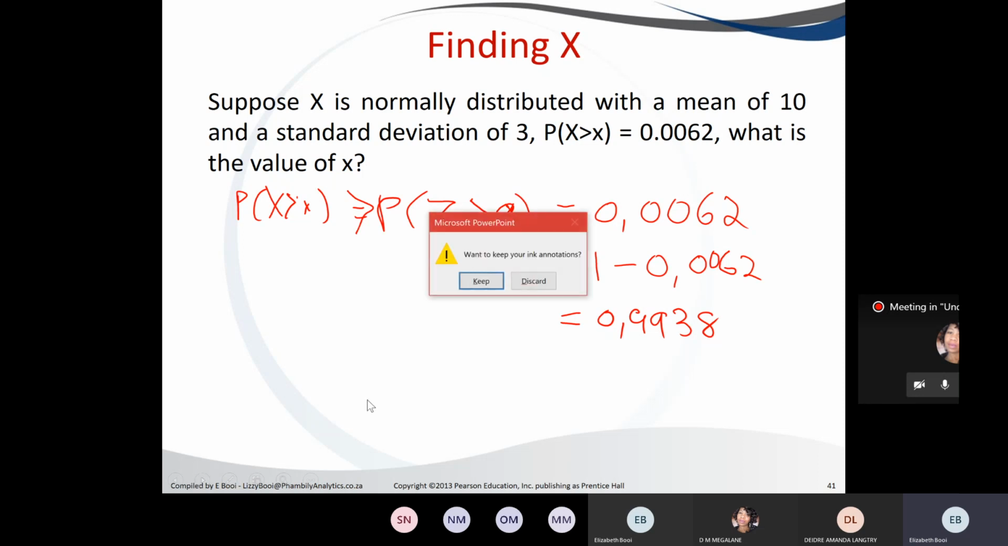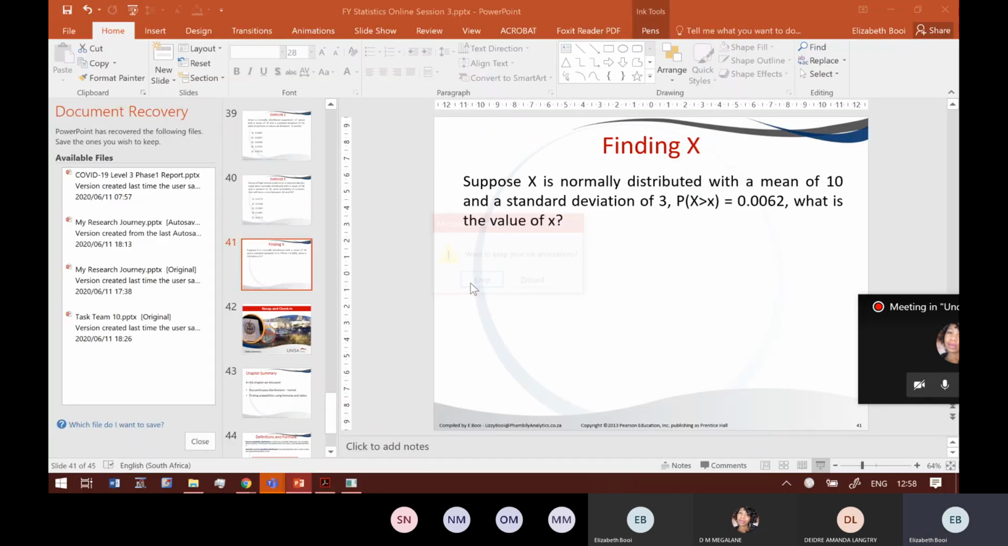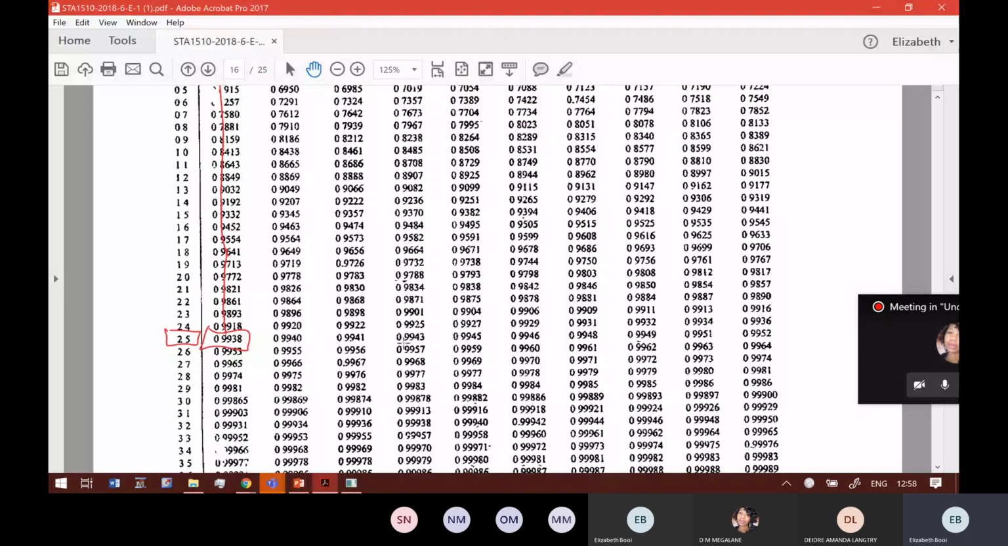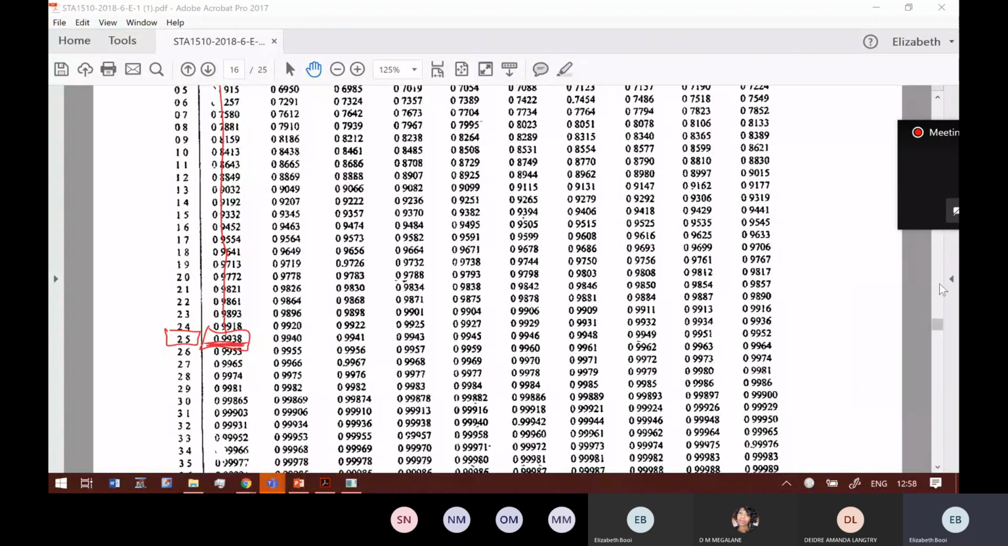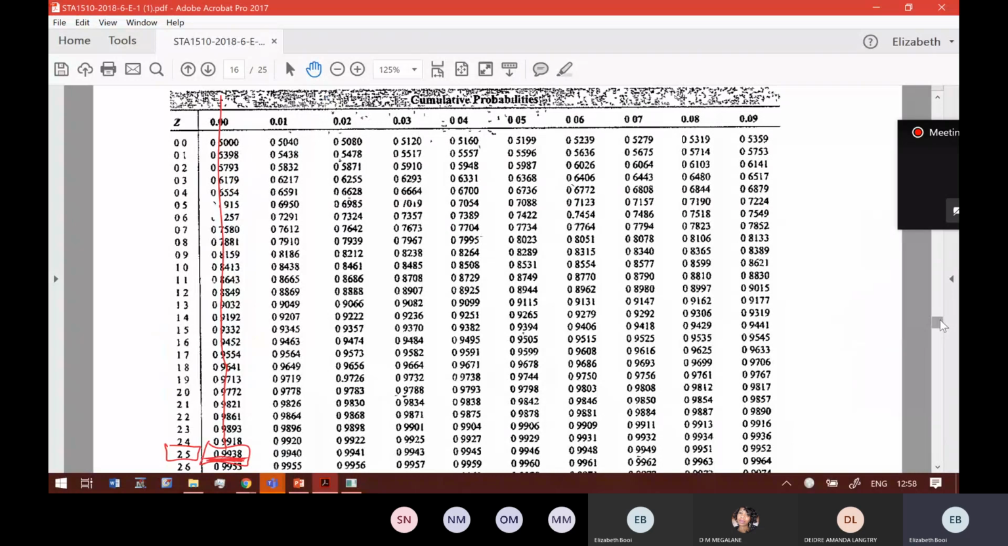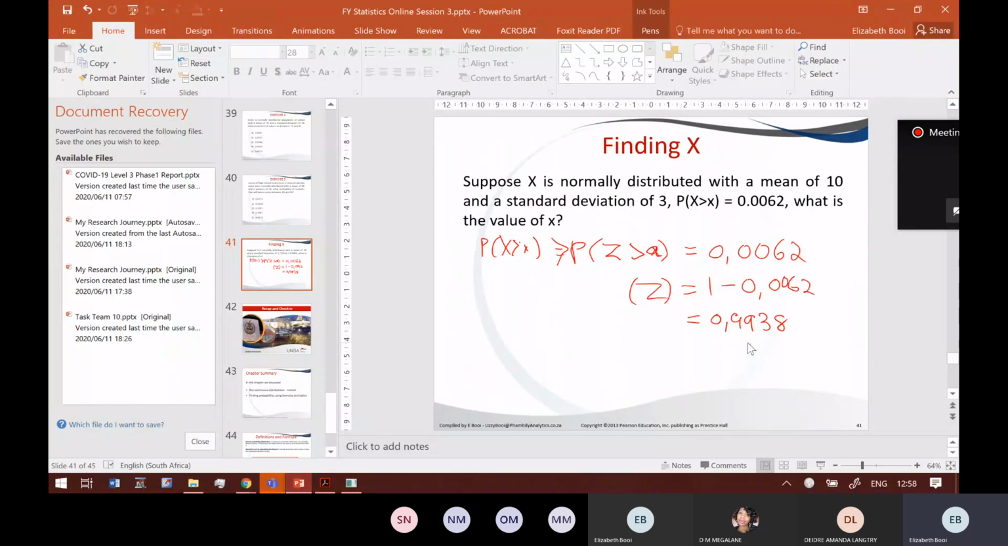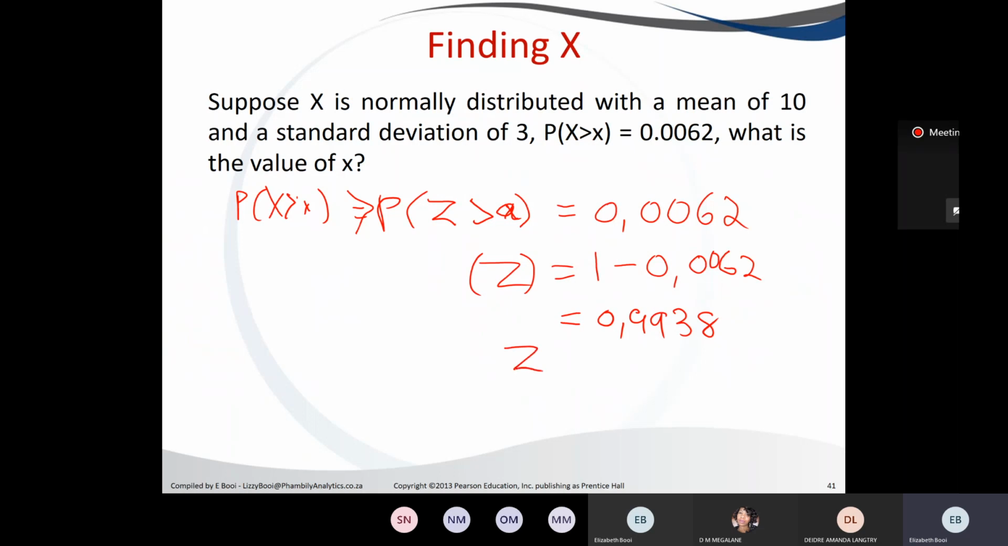So we go to the table, we look for 0.9938. When we have that value, we go outside the table. So we go out, we find 2.5, and we go to the top, we find the last value is 2.50. So our z value that corresponds to this probability is 2.50. So now we can work it back.